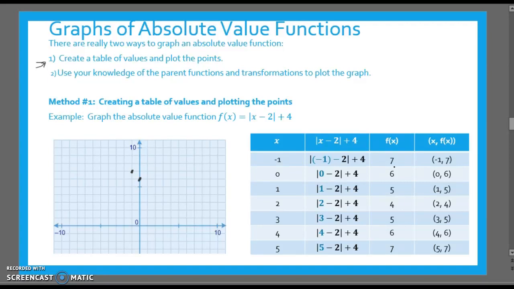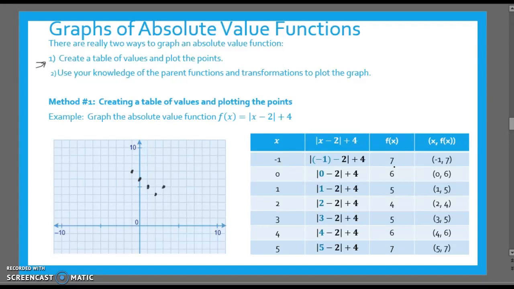If I plug in 1, 1 minus 2 is negative 1. The absolute value of negative 1 is positive 1, plus 4 is 5. Then 2. 2 minus 2 is 0. The absolute value of 0 is 0. 0 plus 4 is 4. So I get 2, 4. All right. 3. 3 minus 2 is 1. The absolute value of 1 is still 1. 1 plus 4 is 5. So 3, 5. Now we're going up.